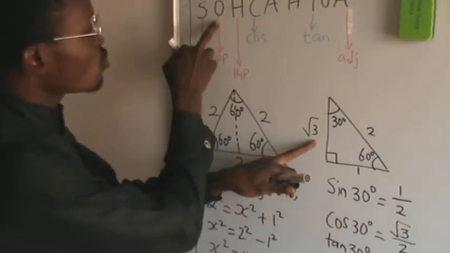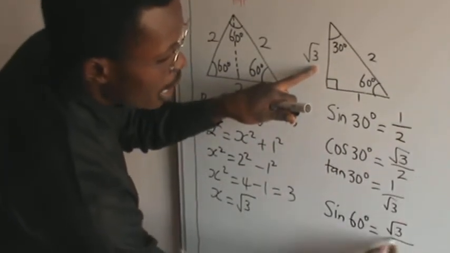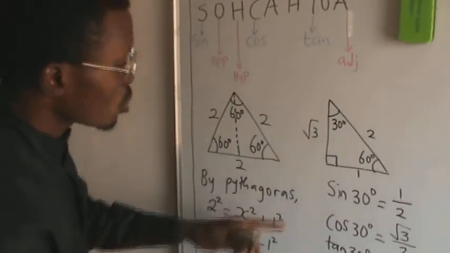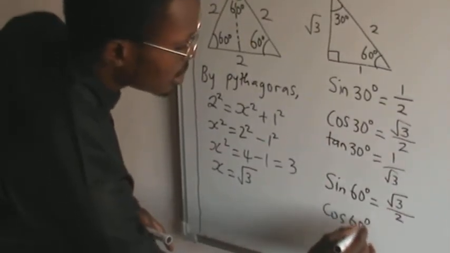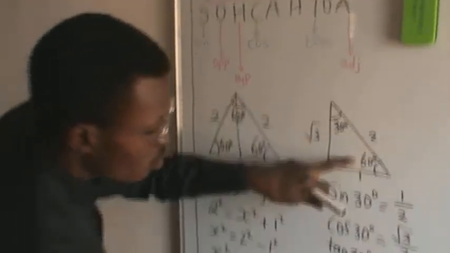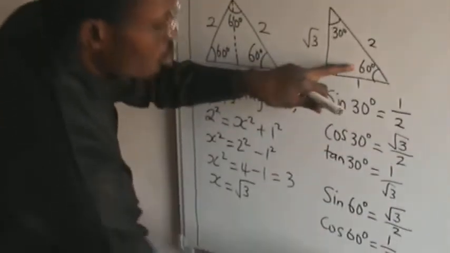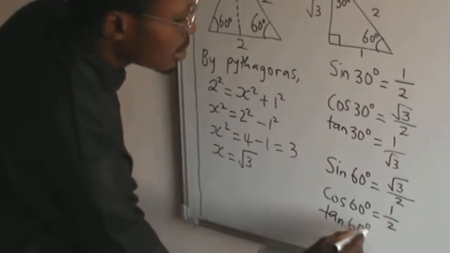So we have opposite over what? Hypotenuse. Opposite is what? Root 3. Hypotenuse is what? 2. So sine 60 is what? Root 3 over 2. Then we'll go to what? Cos 60 degrees. Cos is adjacent over hypotenuse. The adjacent side of 60 is what? 1. And the hypotenuse is what? 2.